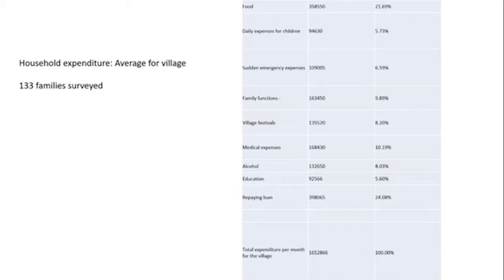And this is what they came out with. And look to the right-hand column. Food, 21-22%. Daily expenses for children, 5.73%. Emergency expenses, 6%. Now we get to some of the interesting things. Family functions, gifts to neighbours and friends, nearly 10% of their money. Village festivals, 8.2%. Crisis medical expenses, 10%. Alcohol, 8%. Education, that's positive, 5.6%. And repaying previous loans to the moneylender, 24%.